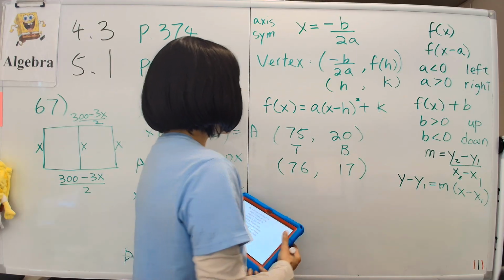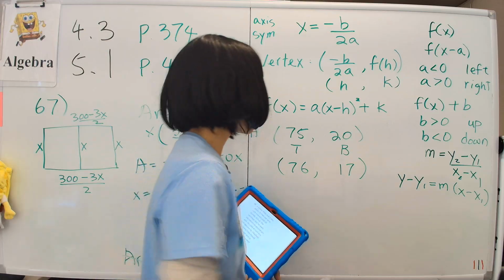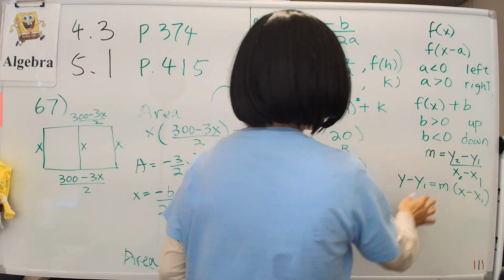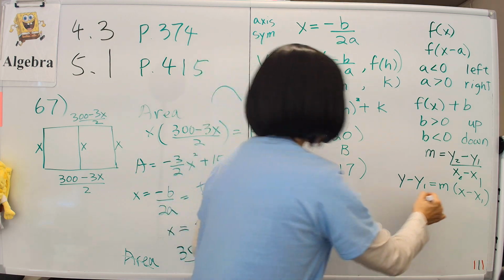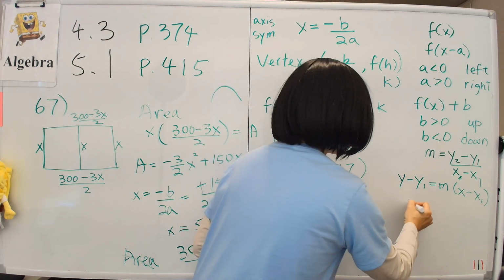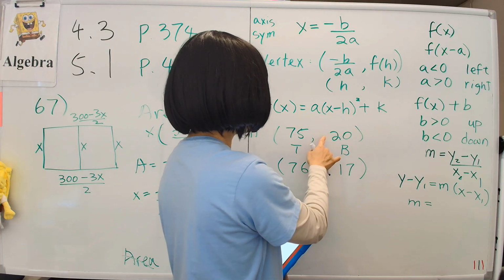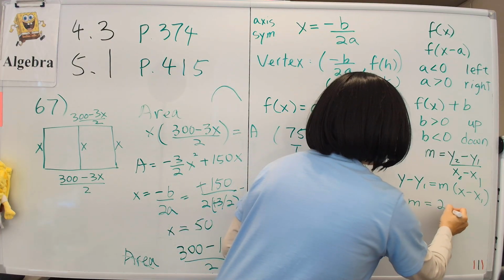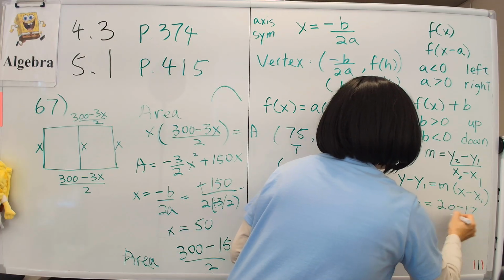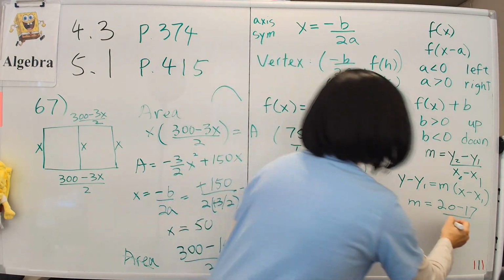All right. So what is the relationship of trees and bushel yield? We are going to pull this trick in order to find out. First, let's find out what m is. m is equal to, let's call this y2, 20 minus 17 divided by 75 minus 76.